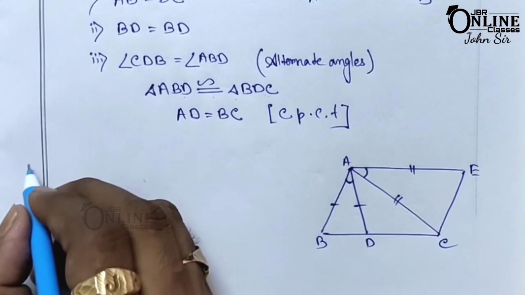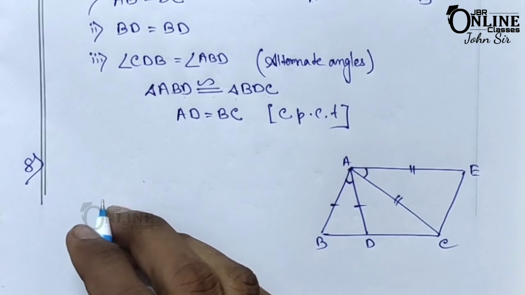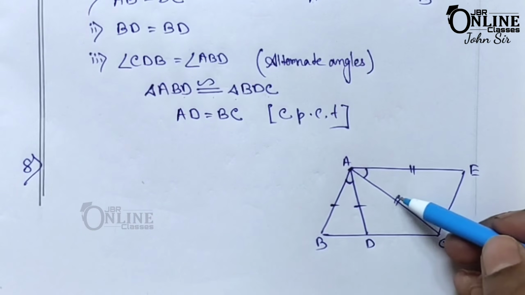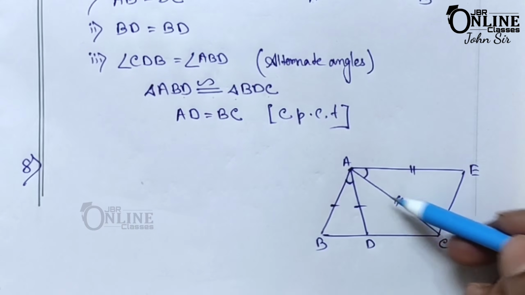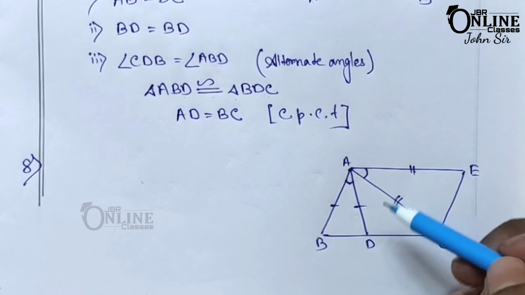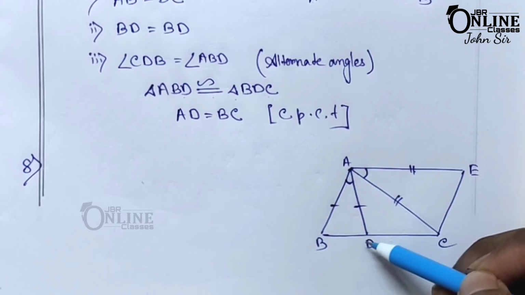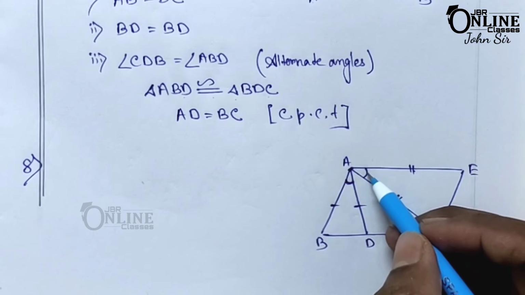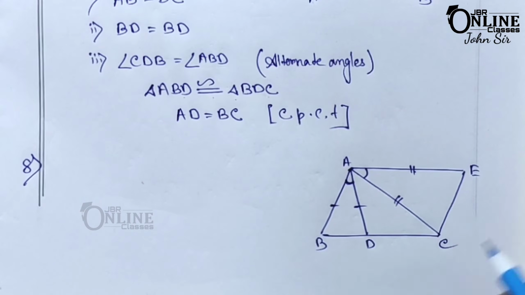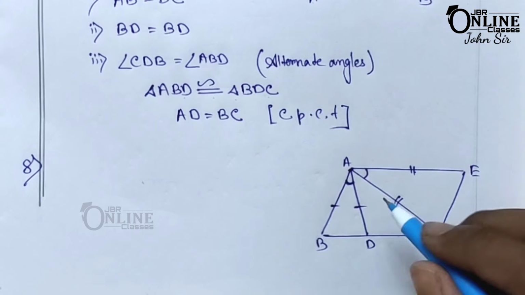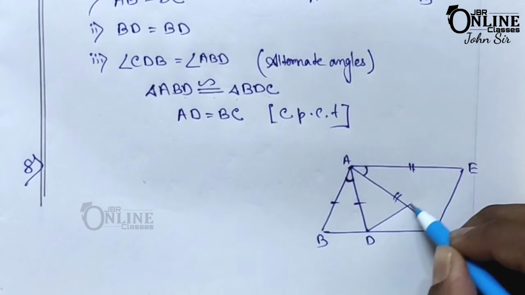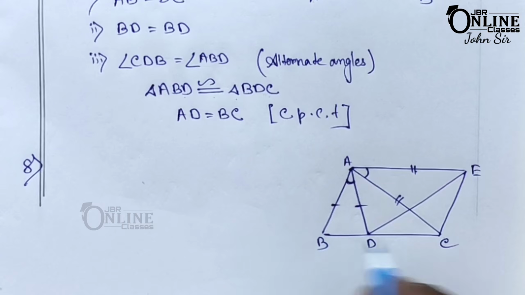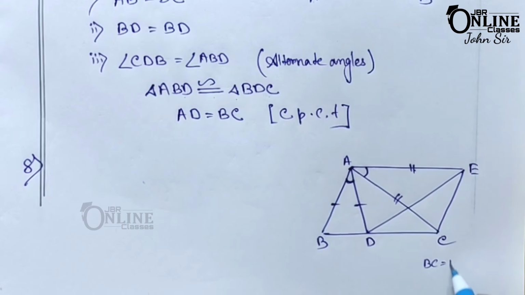Now sum number 8. In the adjoining figure, AC equal to AE, AB equal to AD, and angle BAD equal to angle CAE. Now you have to show that BC equals DE. So first you have to join DE.